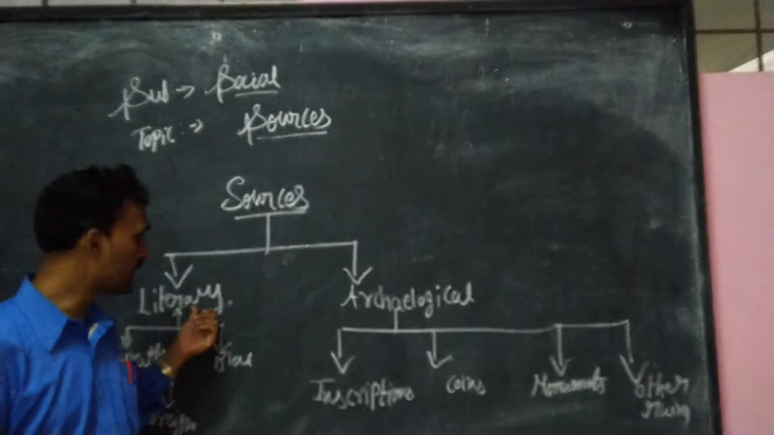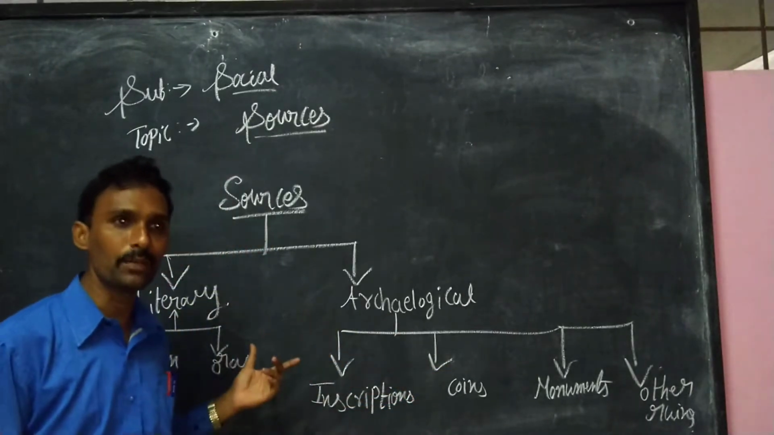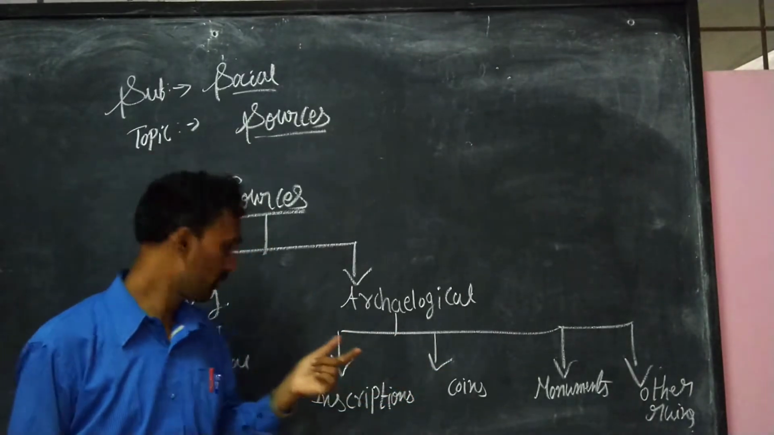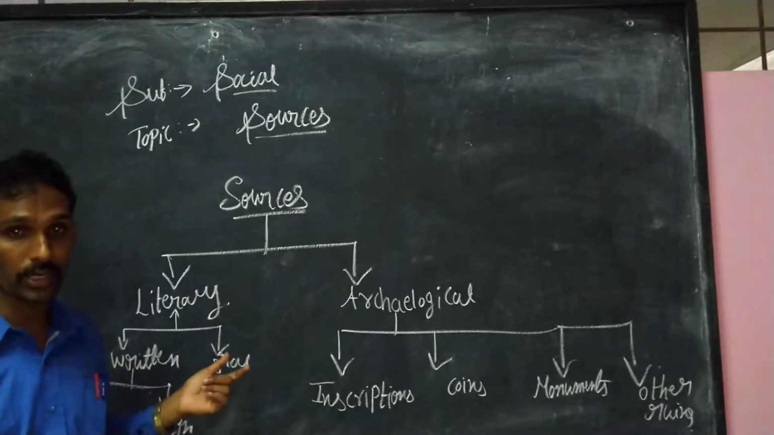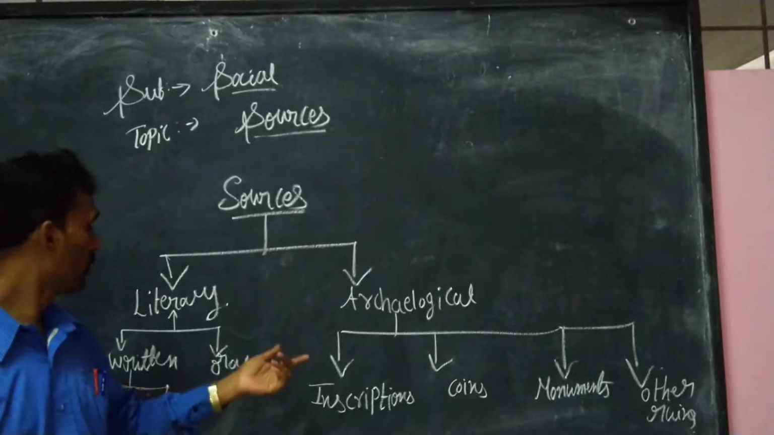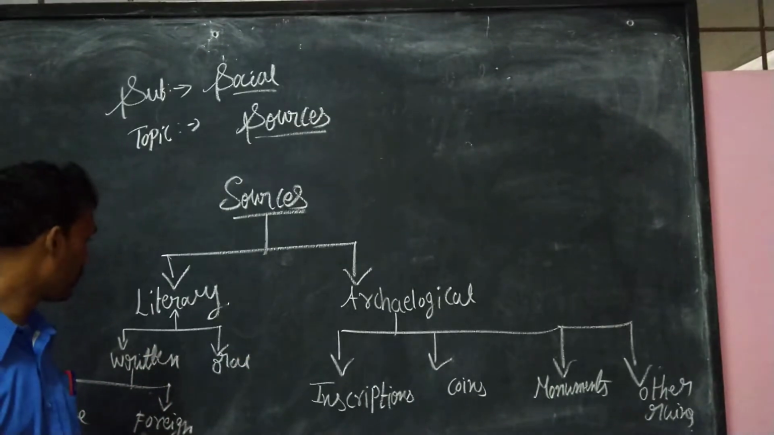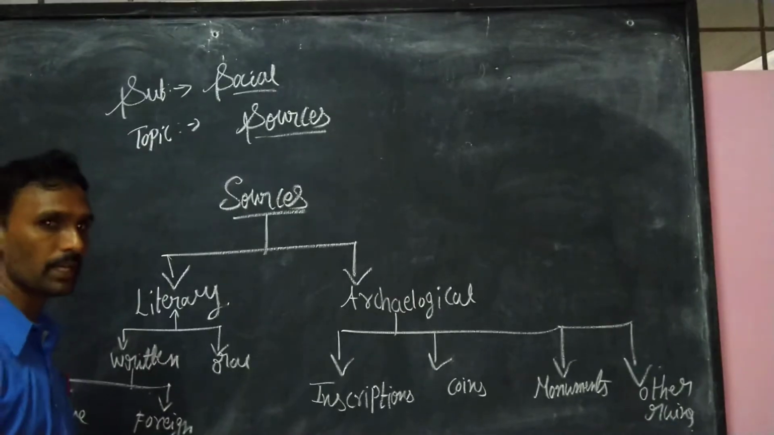One is literary sources, another is archaeological. Literary is of two types: one is written, one is oral. Oral means mouth to mouth. Written is again divided into native literature and foreign literature. Native means India, and the other is foreign.